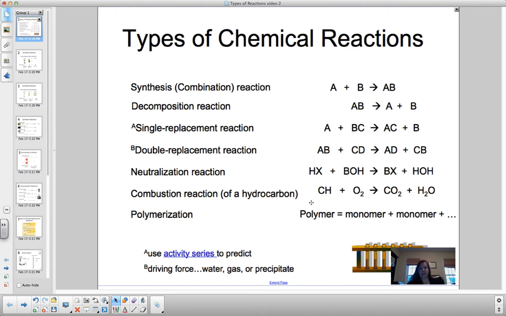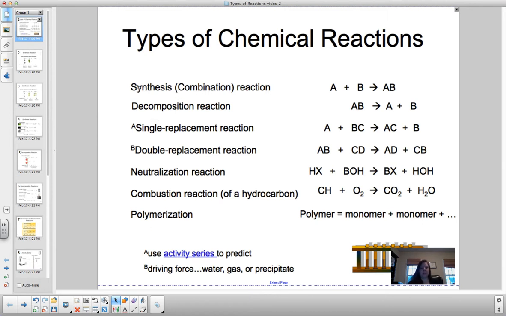Okay, hi guys. This is part two of our balancing chemical equations lecture. So let's just get started here with the types of different chemical reactions. That's what we're looking at today. Now, before you see quite a few of them, we're not responsible for all of these.